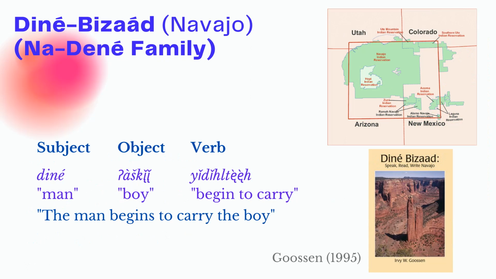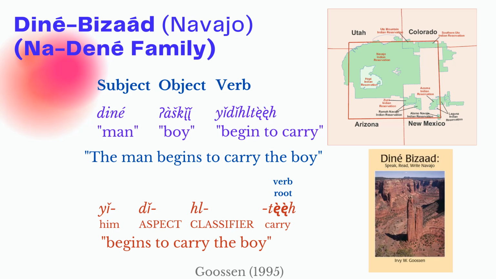Diné-Bizaad is a language primarily spoken by the Diné people who have traditionally been living in an area which is now part of 4 states: Arizona, New Mexico, Utah, and Colorado. In Diné-Bizaad, the pattern is similar to Greenlandic Inuit, with the verb at the end of the sentence. But notice that in Diné-Bizaad, prefixes rather than suffixes are used to mark the grammatical relationships among words.